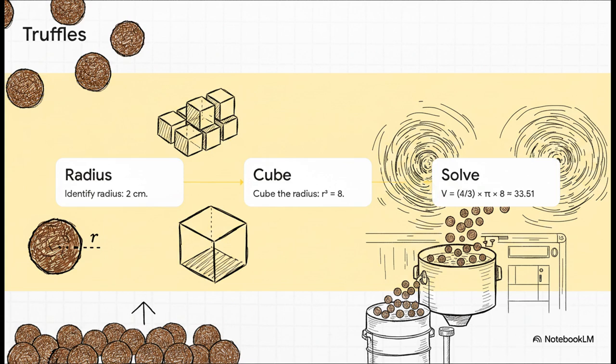Step 3, solve it. Volume equals 4/3 times pi times 8. The volume of a single truffle is approximately 33.51 cubic centimeters. If you work in that factory and need to know exactly how much chocolate to order for 10,000 truffles, this is the exact math you'd rely on.